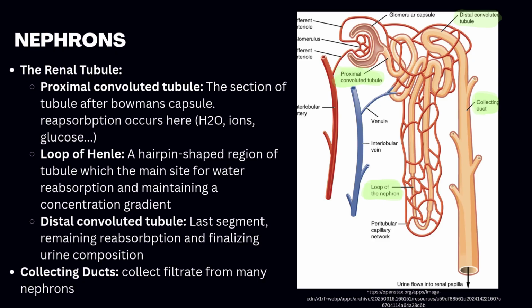The distal convoluted tubule is the final segment of the renal tubule. This is where more reabsorption and secretion of ions occurs to fine-tune the composition of the urine. This will eventually connect to the collecting duct. The collecting ducts collect filtrate from many nephrons at a time, and multiple collecting ducts eventually merge to drain the filtrate into the papillae.